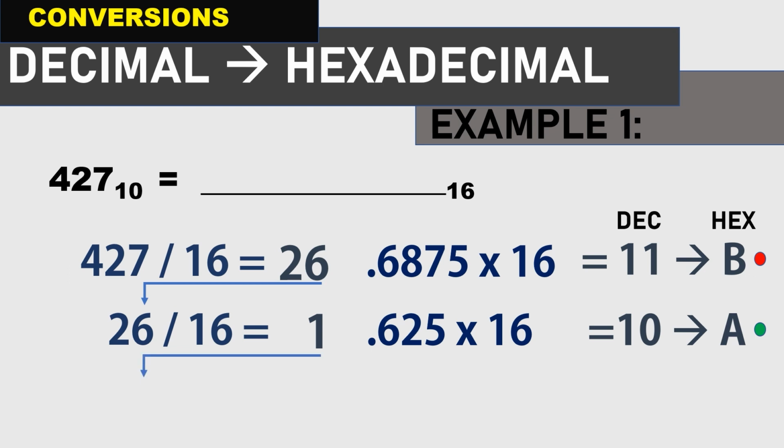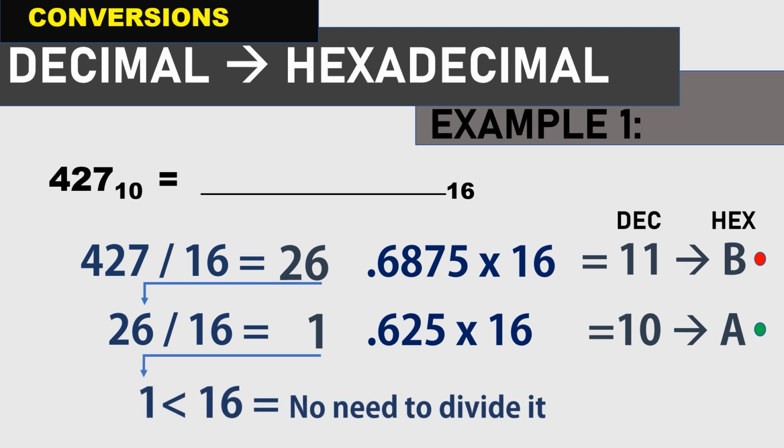The next we will have 1, but 1 is less than 16, so no need to divide it because we'll just obtain 1 if we follow these steps. We will have now 1, and that will be marked yellow. So why have I marked that? Because of the arrangement. You're going to write the arrangement from red to yellow. So red followed by green and followed by yellow. Starting from the right, you will have now 1AB.